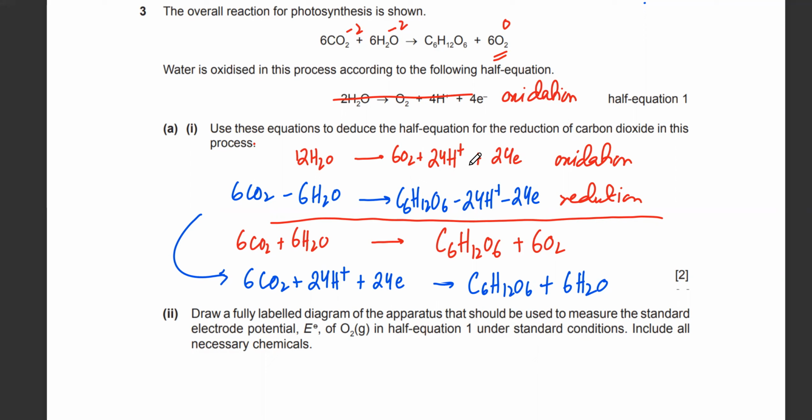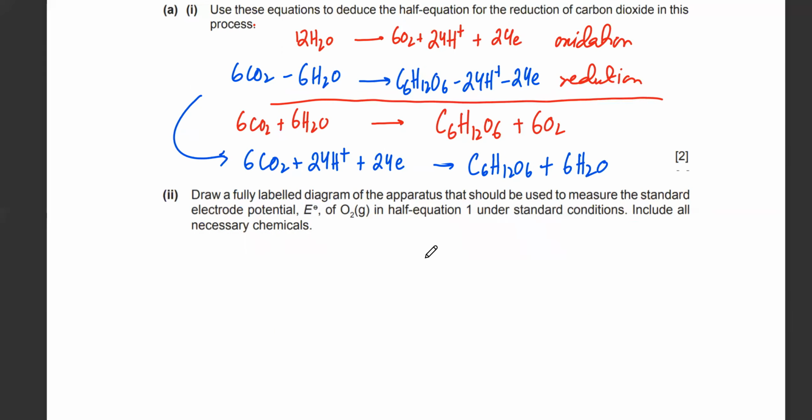This is the final equation. That's your oxidation equation. You find the missing values. So 12 H2Os, you should get 6 H2Os, so that must be minus 6 H2Os. The final thing has 6 CO2, so there must be 6 CO2s being added to it. Is this clear, this part? Yes.